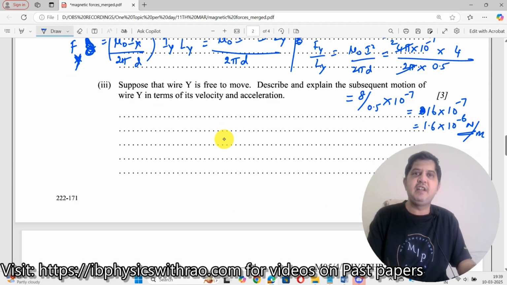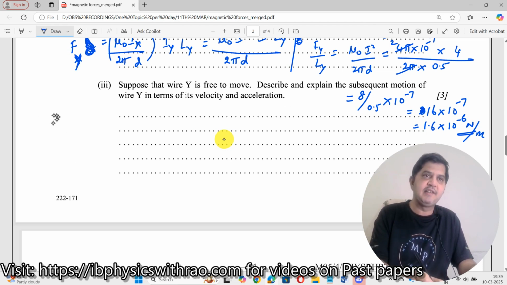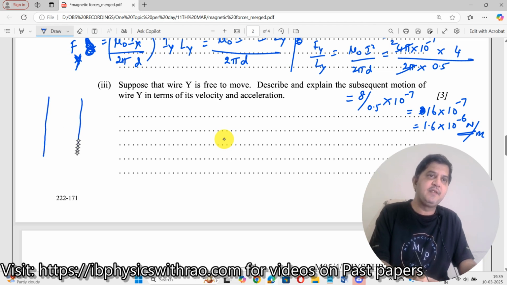Suppose that Y is free to move. Describe and explain the subsequent motion of the wire Y in terms of its velocity and acceleration. What is happening over here? This is X, this is Y. Initially I said they are fixed. Now I say they are free to move. This is fixed, Y is free to move.